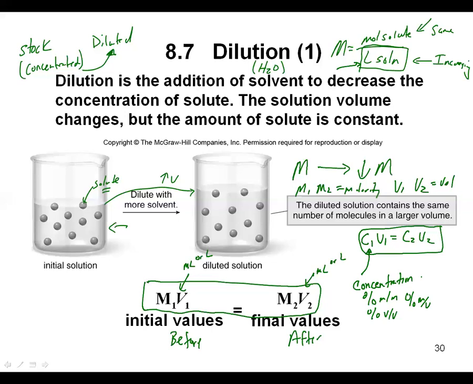Typically, when you solve for V2, that is your final volume. V1 is typically the volume of your more concentrated solution. And obviously M1 is the molarity of your more concentrated solution, and M2 is usually the molarity of your less concentrated solution.